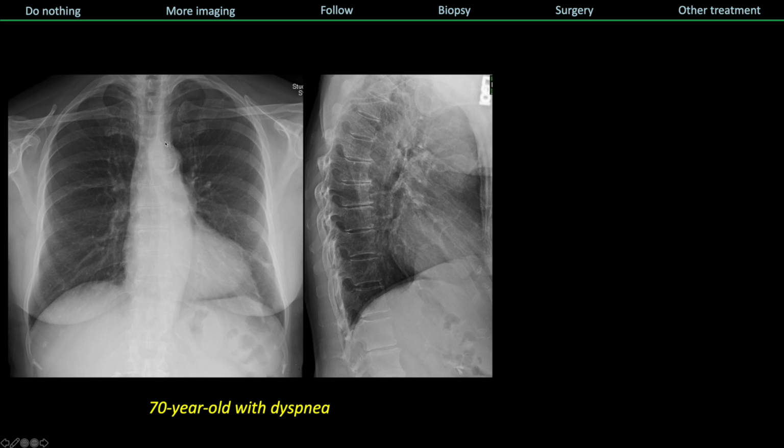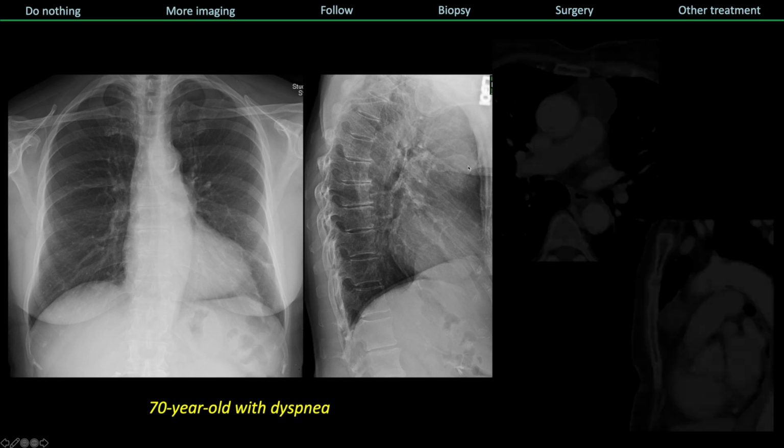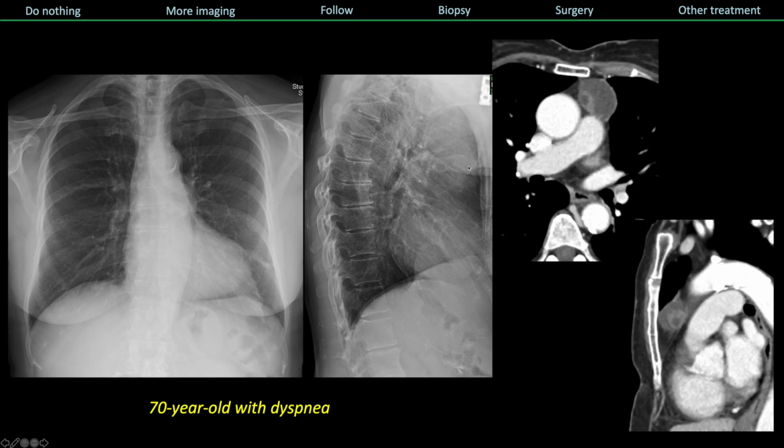This one is even more subtle, but you've got a little bit of an increased density here, right? And we're displacing that anterior junction line again. So you might wonder, am I dealing with a small anterior mediastinal mass? Perhaps something up in this area. And when you look at the CT that we ordered, we can see that there is indeed a finding there.